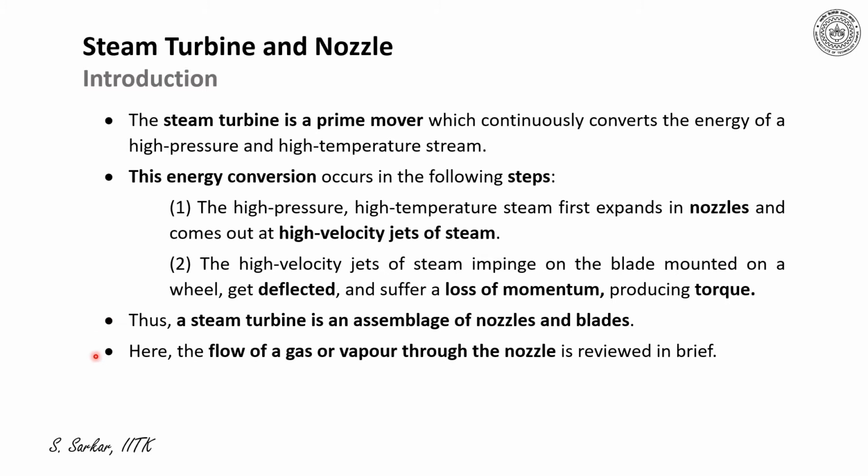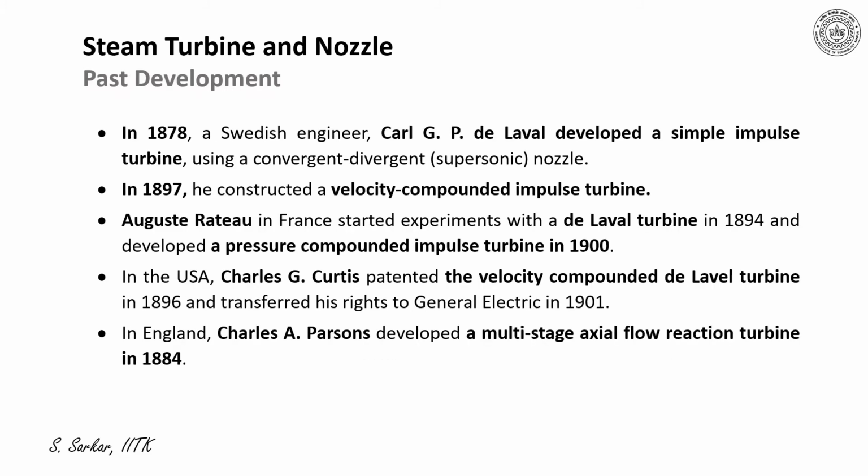Here, the flow of gas or vapor through a nozzle is reviewed in brief. The past development of steam turbines and nozzles is very interesting. Most of the activities were centered in Europe and England. In 1878, a Swedish engineer, Charles G. P. de Laval, developed a simple impulse turbine using a convergent divergent supersonic nozzle. In 1897, he constructed a velocity compounded impulse turbine.